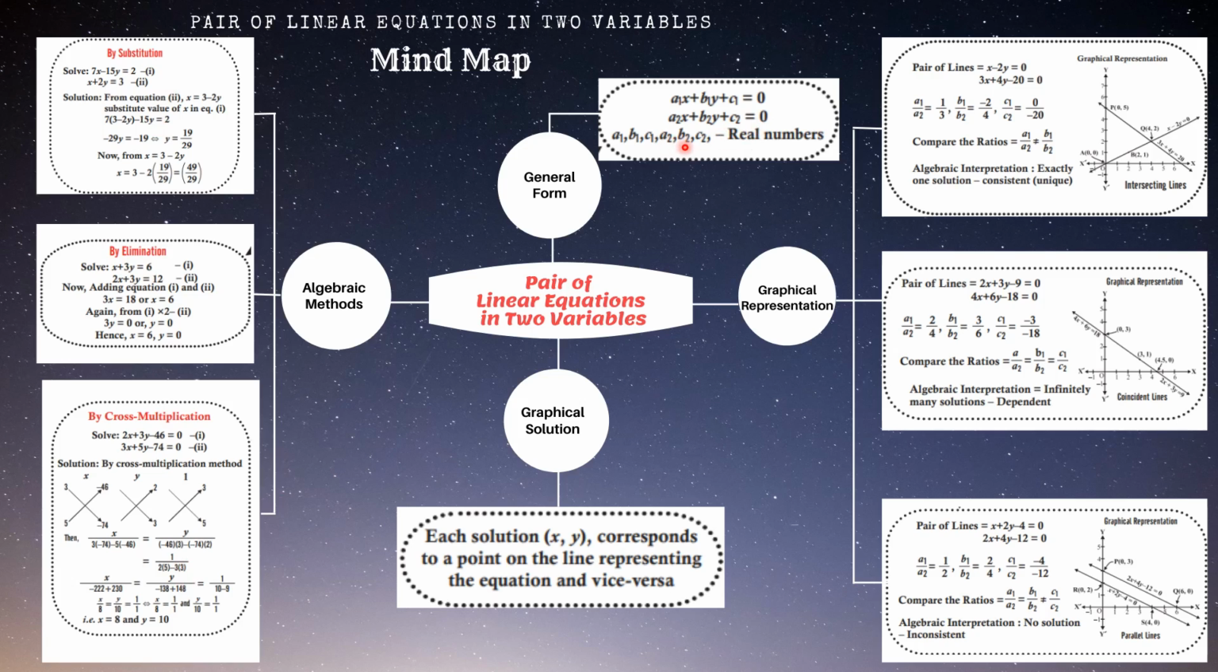But before we go to find out how we can find the values of x and y, let's brush up on a few concepts of linear equations. Each of these equations represents a straight line. If you plot a graph, that is what this statement says: each solution x comma y, which is how we represent coordinates in brackets on a graph like this, corresponds to a point on the line representing the equation and vice versa.